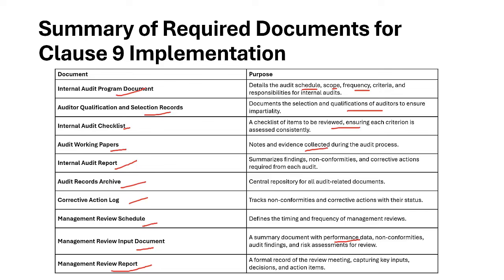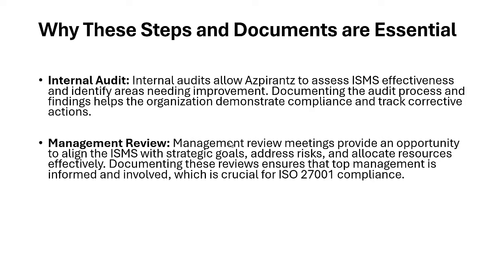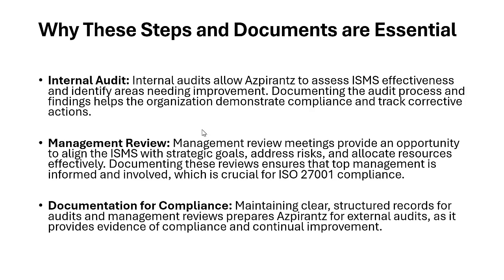Now the question is why we need all these steps. Because internal audit allows the aspirants to assess the ISMS effectiveness, and with the help of that, we can demonstrate compliance and everything. Why is management review important? Because it provides the opportunity to align the ISMS with the strategic goals. We have to make sure we are on the right path. And third is documentation, because that is how you can track the function.